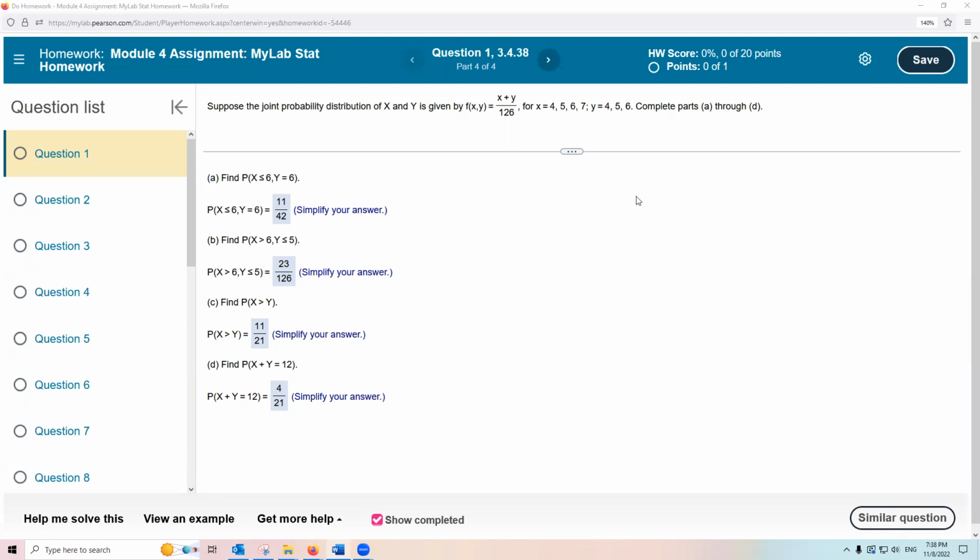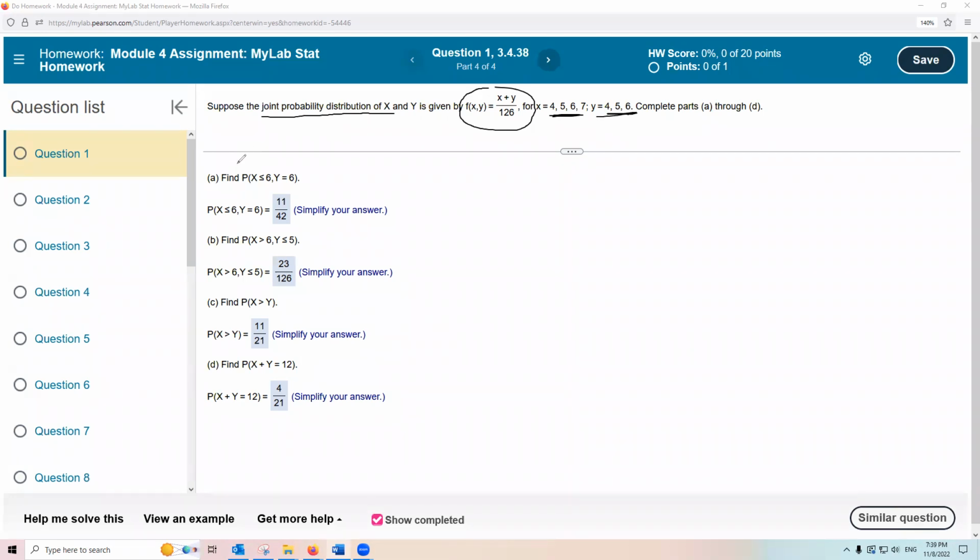I wanted to do a few examples from the Module 4 homework in my labs to help you get started. Let's take a look here, number 1. This problem is asking us to look at a joint probability distribution function of x and y, and it's giving us this probability density function. And it's telling us x takes on these specific values, y takes on these specific values.